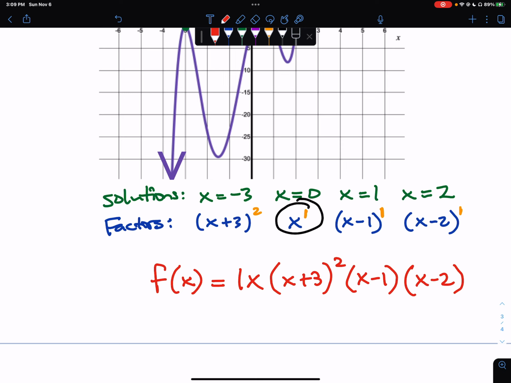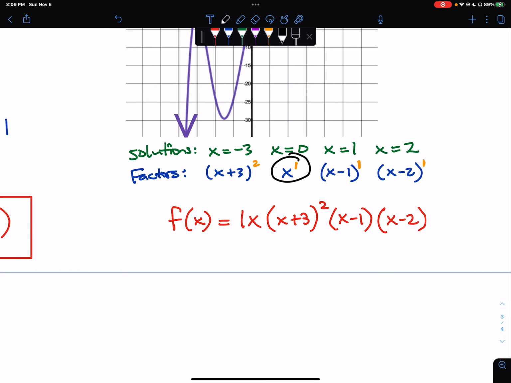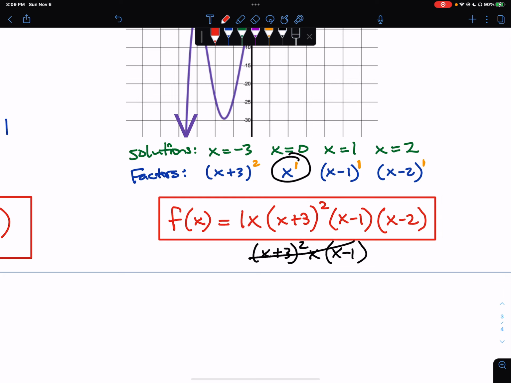Is it wrong if the x is stuck in the middle somewhere? No, but it's just not as clear, right? If we do this, x plus 3 squared, x minus 1, it almost starts to look like a multiplication sign. And that's not really what we want, right? We want it to be treated like an x, like a variable. And so that's why we typically don't do that. It's not wrong per se, but it's a lot better to put it out in front. So that's it. That is 3.3.